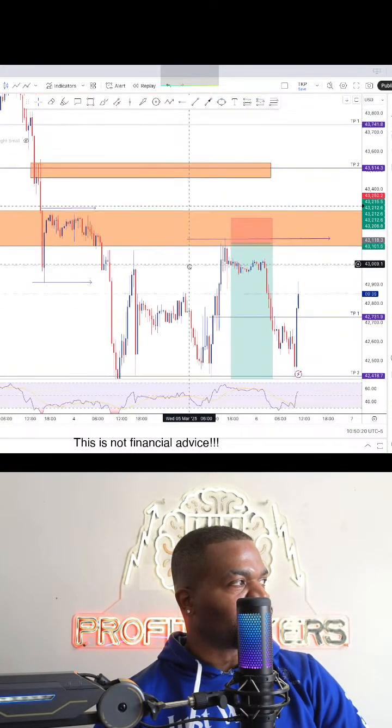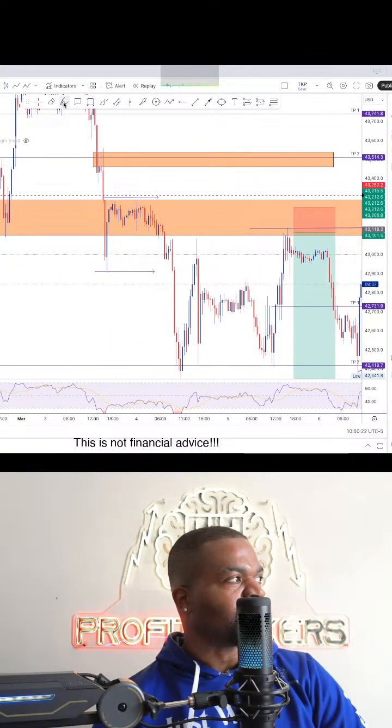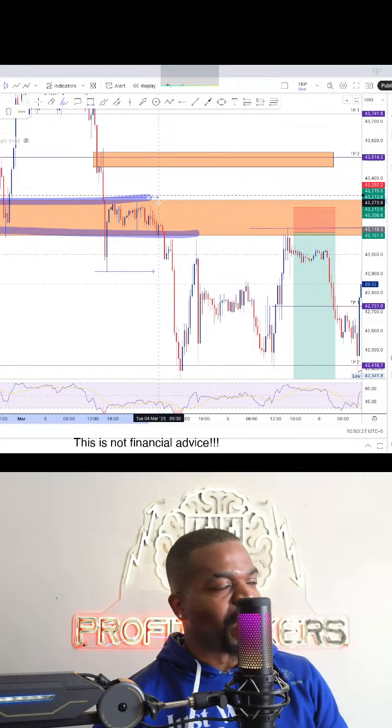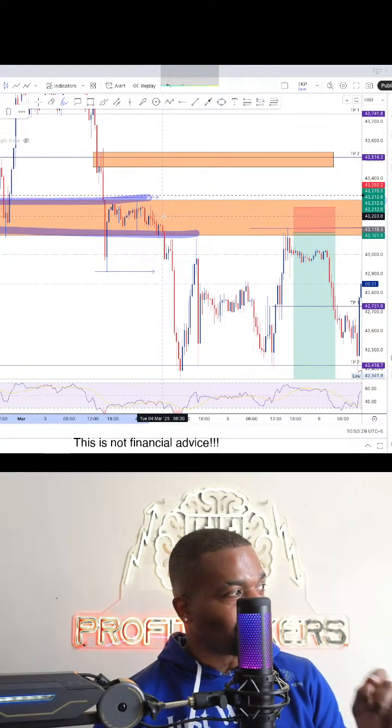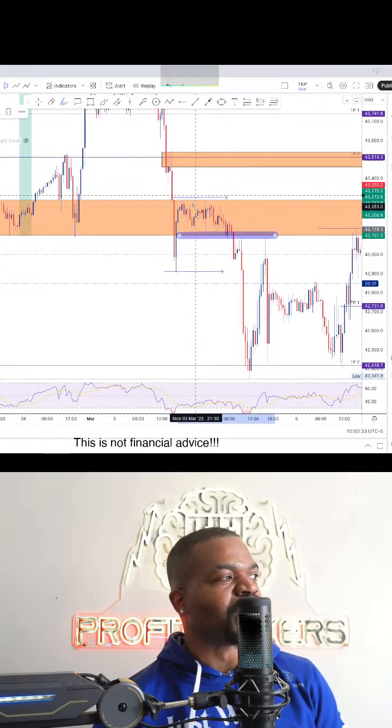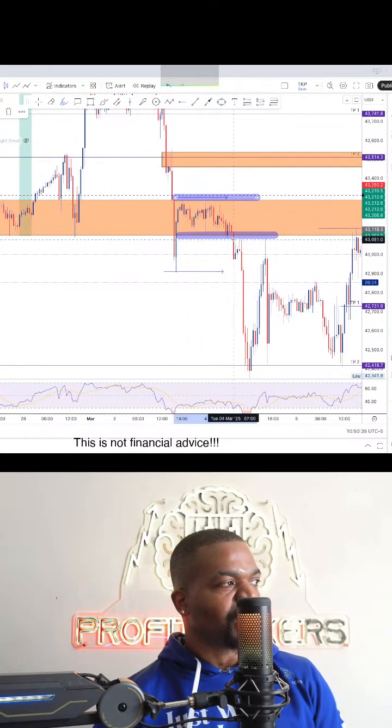So we just identify those zones, the zones that people would call support or resistance. I just call them key levels or supply and demand. It's the same thing. When you identify those levels, you trap price and you wait until price gives you the truth.